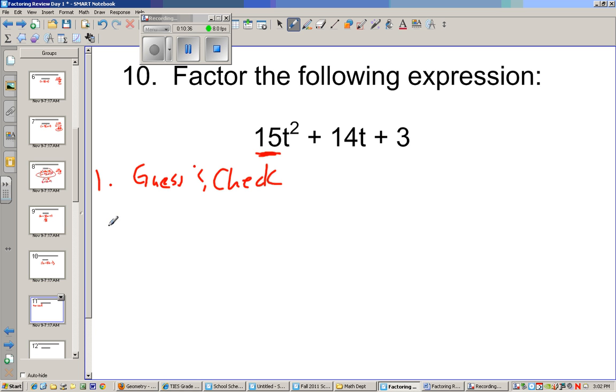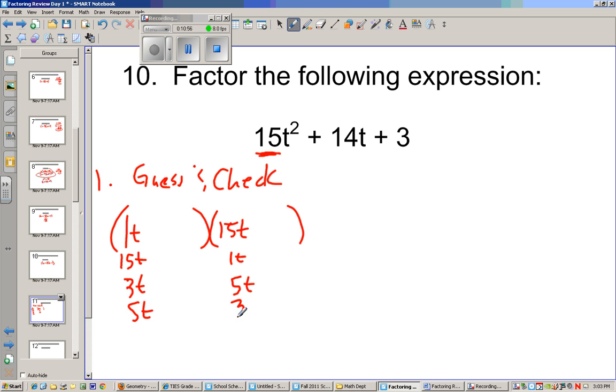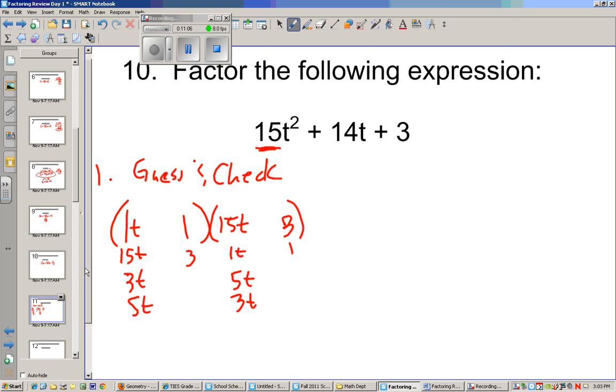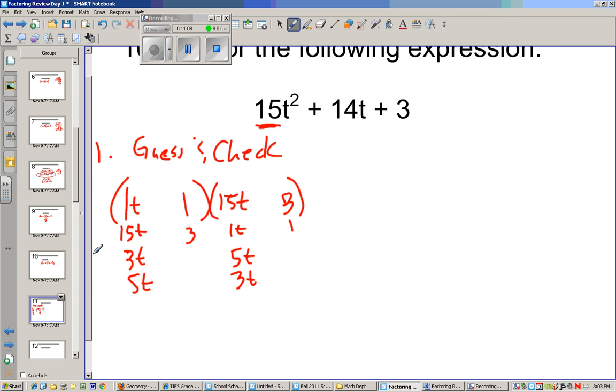So if I guess and check here, I've got to think of two things that will multiply to get to 15t squared. Well, I could do 1t and 15t. I could do 15t and 1t. And then I could do 3t and 5t, or 5t and 3t. And then here I could do 1 and 3, or 3 and 1. So there are a lot of different options. We just have to guess and check until we find one where the middle term adds up to 14.